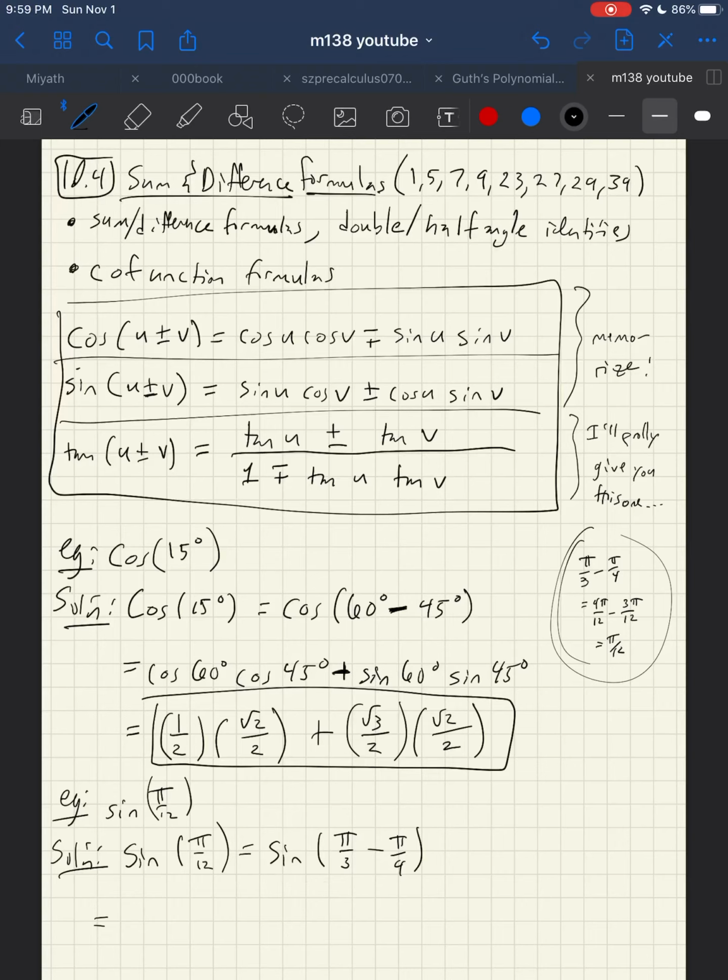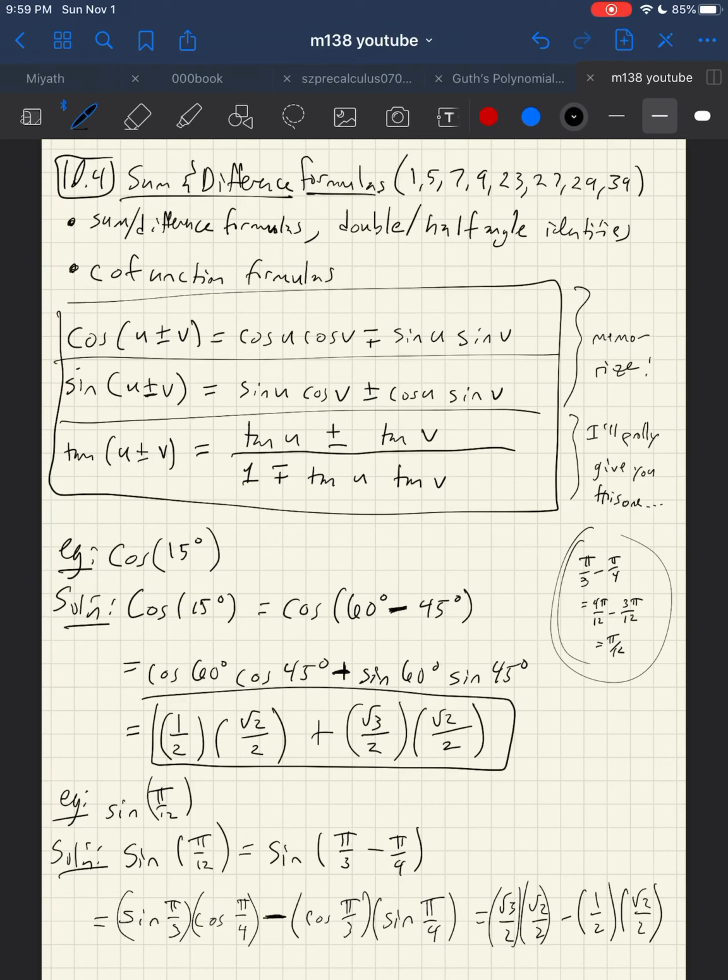Now I'm going to use the sine difference formula. And so how do we use the sine difference formula? I've got sine of u, so sine of pi over 3, then cosine of v, cosine of pi over 4, minus stays minus for sine. Now I've got cosine of u, so cosine of pi over 3, times sine of v, sine of pi over 4, and then I just plug these in. Sine of pi over 3 is root 3 over 2, cosine of pi over 4 is root 2 over 2, minus cosine of pi over 3 is 1/2, and sine of pi over 4 is root 2 over 2.